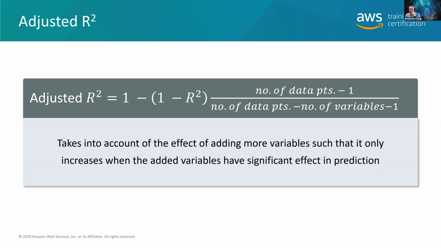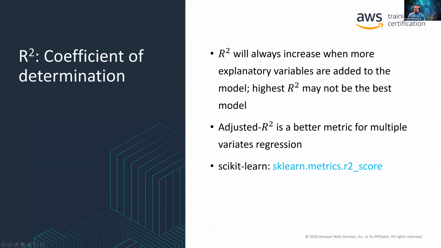So just know that adjusted R2 can be used when you've added a lot more variables into the equation and you want to reduce the impact of those variables for evaluation. Remember, to counter this issue, there's adjusted R squared, and it takes care of the added effect of the additional variables. It is in scikit-learn. Adjusted R squared only increases when the variables you've added have significant effects in the prediction.